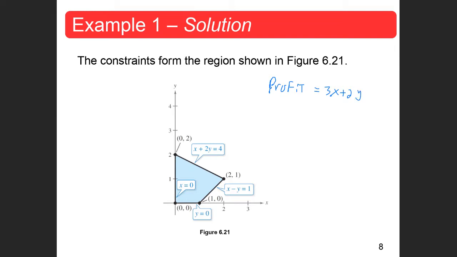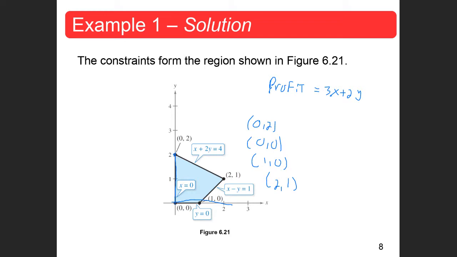Okay, so now we've graphed this out. x is greater than 0 would be this line, y is greater than 0 would be this line, x plus 2y is equal to 4. So we have a couple of corner points. We have 0, 2 is a corner point. 0, 0 is a corner point. 1, 0 is a corner point. 2, 1 is a corner point. So these are the only values that we have to check out in our profit.